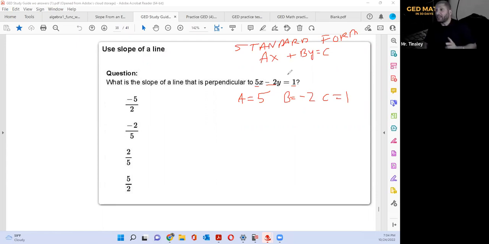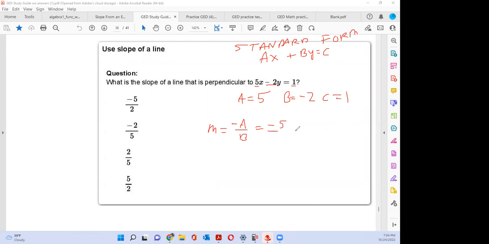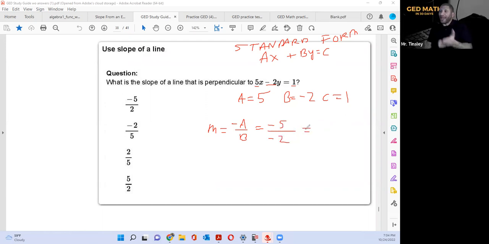A, B, C. The next thing: how do you find the slope from standard form? What's the easiest way I've shown you in the book and during this class? Negative A over B. So if A is 5, what's negative A? -5. B is -2. What do two negatives make? Positive. 5 over 2. So the slope of this line is 5/2.